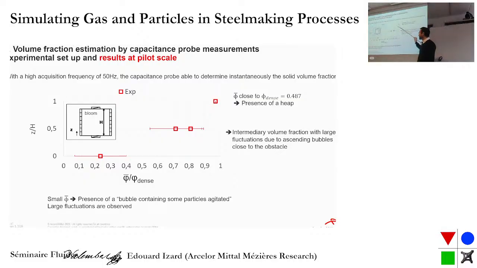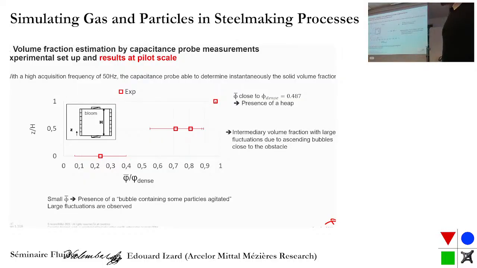So we think that we have a sort of heap building at the top. We have an intermediary value on the side, where we have large fluctuation due to probably ascending bubbles on the sides and close to the obstacle. And at the bottom, we have a very small value of the volume fraction, but still we don't have zero. So it means that we have a sort of bubble, but one that contains some particles that are agitated, and large fluctuations are observed in this area.